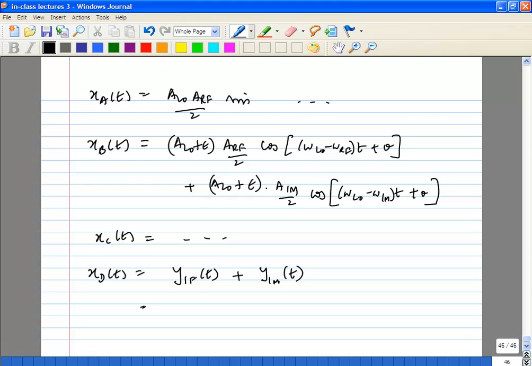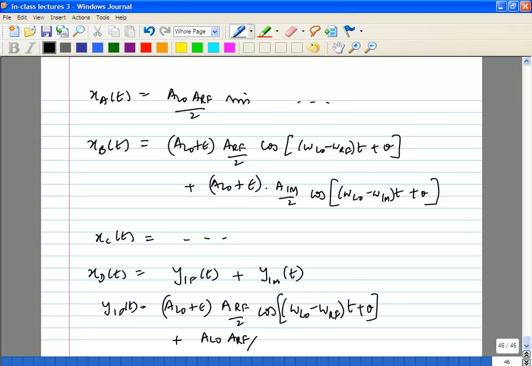Okay, let's see what this is. Okay, plus, so remember earlier the two things are equal, so you just got ALO ARF by 2 times cos of omega LO minus omega RFT. Now one of the terms has an epsilon and a theta. Similarly you can write the expression for the image, which will be ALO plus epsilon AIM by 2, and you'll have a minus term here. Ideally if epsilon and theta were 0, it would cancel completely, but now it won't.